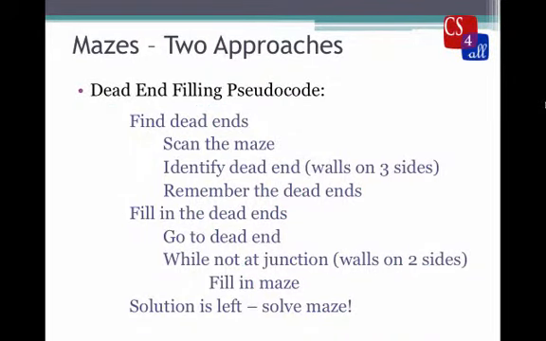Here's the pseudocode for the dead-end filling algorithm. First, find all the dead ends. You'd scan the maze, identify the dead ends, which would have walls on 3 sides. And then you would remember where the dead ends are. Mark them in some way. Then you would go back and fill in the dead ends. So you would go to each dead end, and while there's not a junction, which has walls only on 2 sides, you'd fill in the maze. And what you'd have left is the solution to your maze problem.